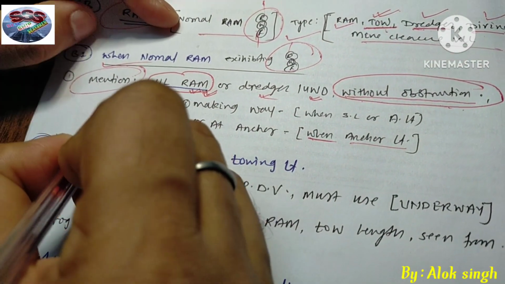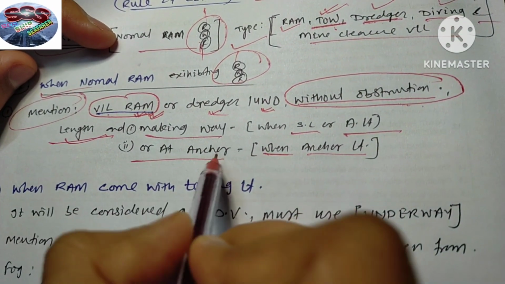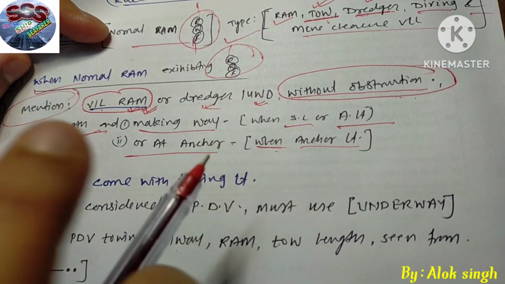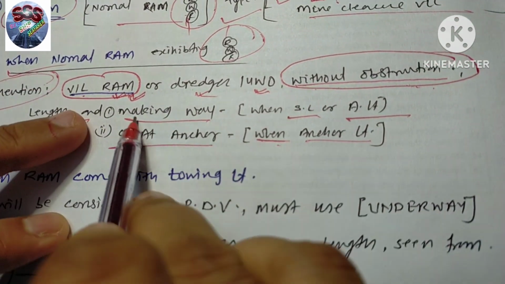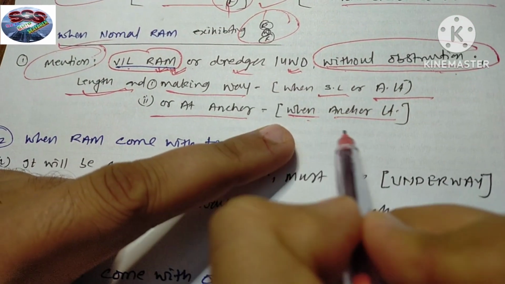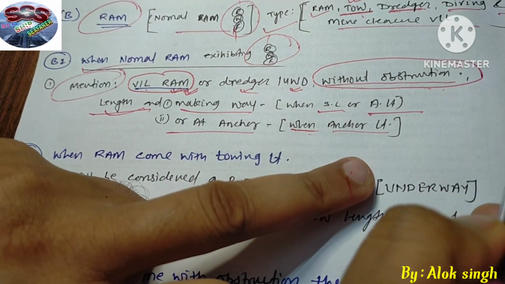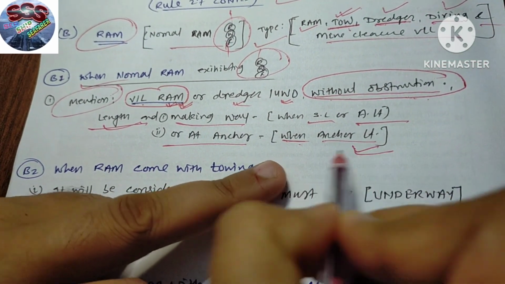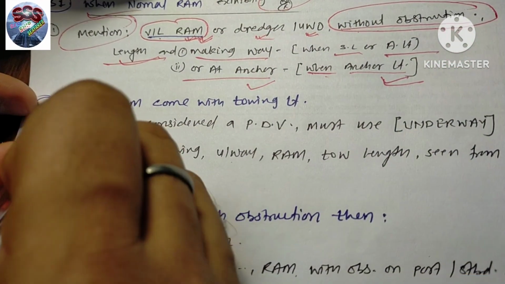This is the difference. Then we have to mention the length of the vessel, and if it is making way, we can see side light and stern light. If it is at anchor, then okay. Now one more thing: if it is a normal RAM, then it must show anchor light. Anchor light will also show. So if it is underway, then we have to say underway, and if it is showing anchor light, only then we have to mention vessel at anchor. Otherwise, it will be only underway.